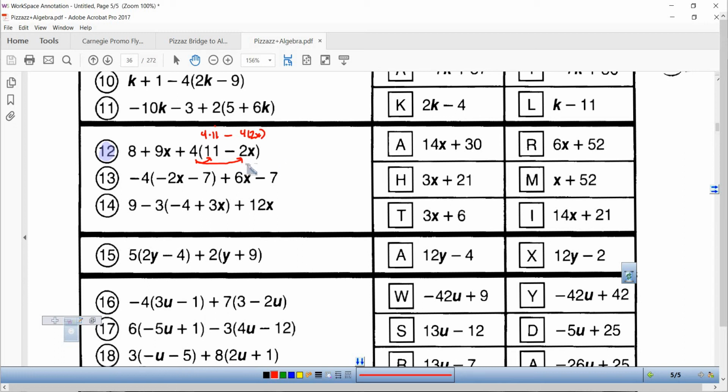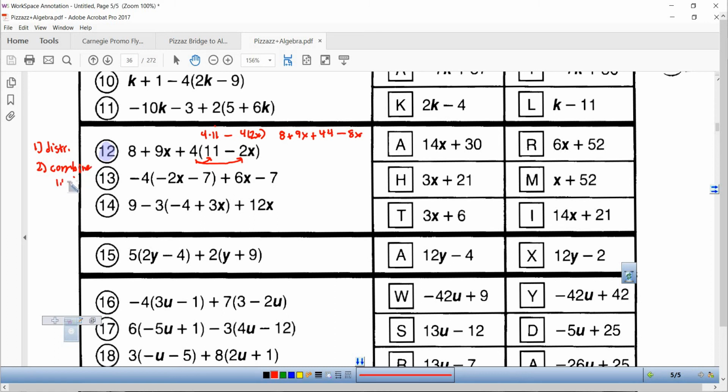Okay, so the first thing I'm going to do is I'm going to distribute. So when I do that, at the top I have 8 because I haven't done anything with that 8 yet. I have 9x because I haven't done anything with that 9x. And then I have plus, let's see, 4 times 11 is 44. And then I've got minus right here, 4 times 2x is 8x. Okay, so first thing I did was I distributed. Okay, and now second, I'm going to combine my like terms. I'm going to combine. Yes, that actually does say combine. Let's try that again. Combine.